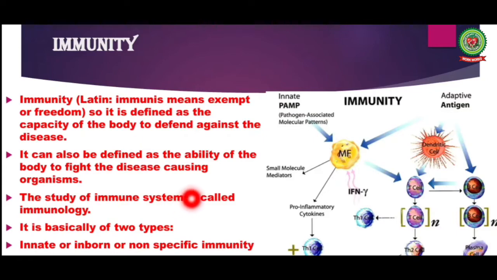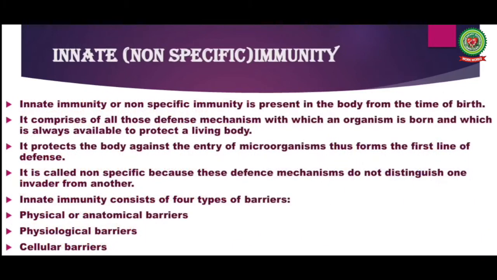It is basically of two types: innate, which is also known as inborn or non-specific immunity, and acquired or specific immunity. So first of all, talking about innate immunity. Innate or non-specific immunity is present in the body from the time of birth. It comprises all those defense mechanisms with which an organism is born and which are always available to protect a living body. It protects the body against the entry of microorganisms, thus forming the first line of defense.